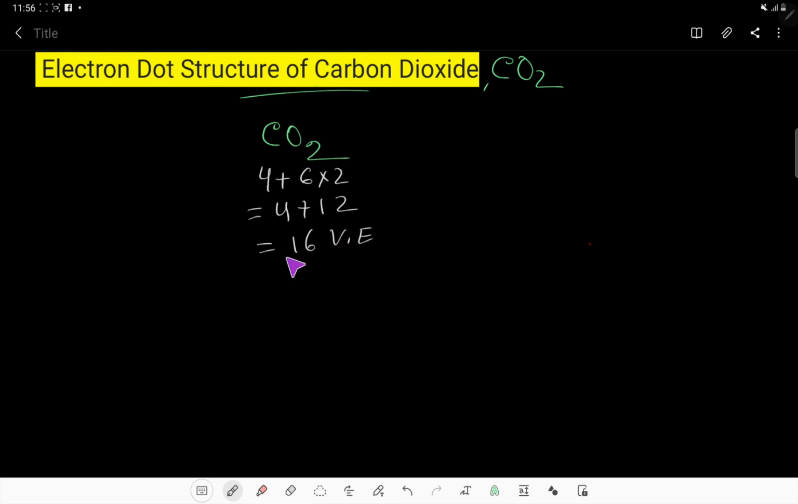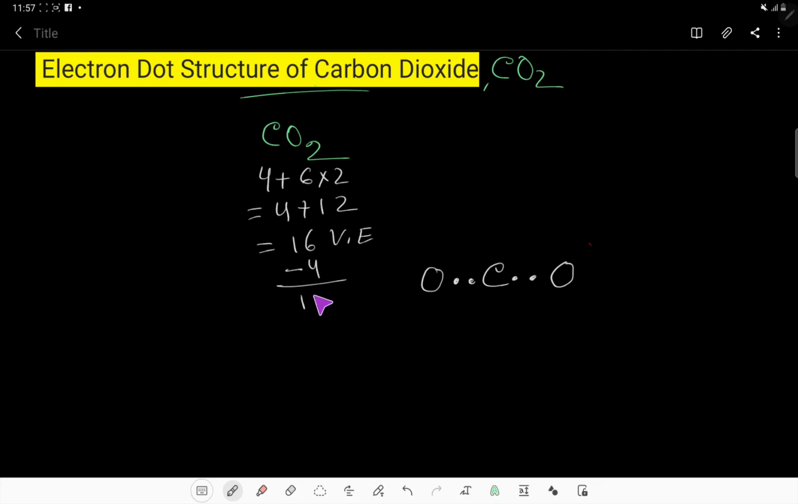So what is the function of these 16 valence electrons? These 16 valence electrons at first will connect these 3 atoms, right? And then these 16 valence electrons will satisfy the octet for these 3 atoms. So let us connect these 3 atoms together. Look, to connect these 3 atoms, we have used just 4 valence electrons out of 16.